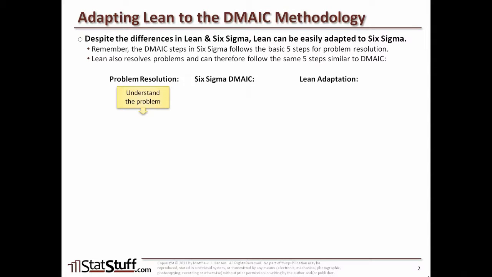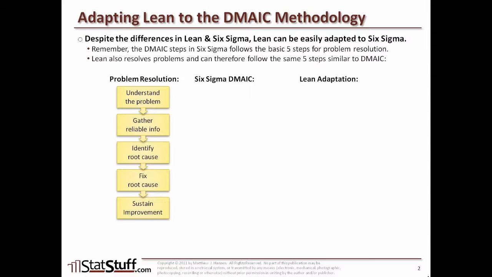Like we did before, we showed how the 5 steps for resolving a problem could be beginning with understanding the problem, gathering reliable information, identifying the root cause, fixing the root cause, and then sustaining the improvement. I used the example of my daughter Hannah before and how the doctor had diagnosed her as having arthritis, but that wasn't the root cause. The root cause was strep throat. Hopefully you've already seen that lesson. I haven't spoiled it for you.